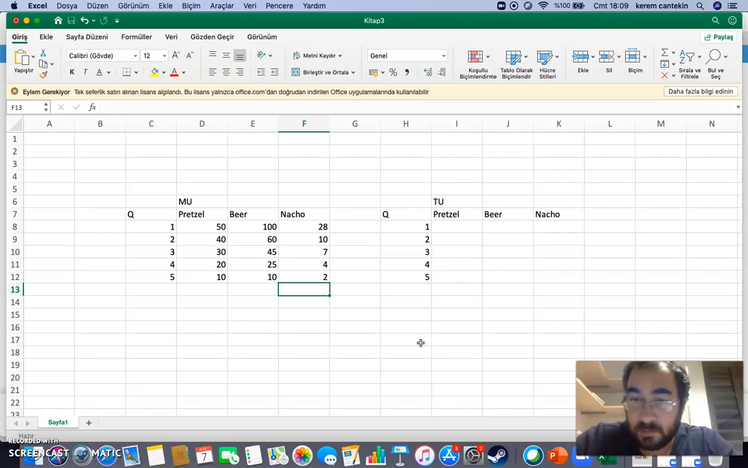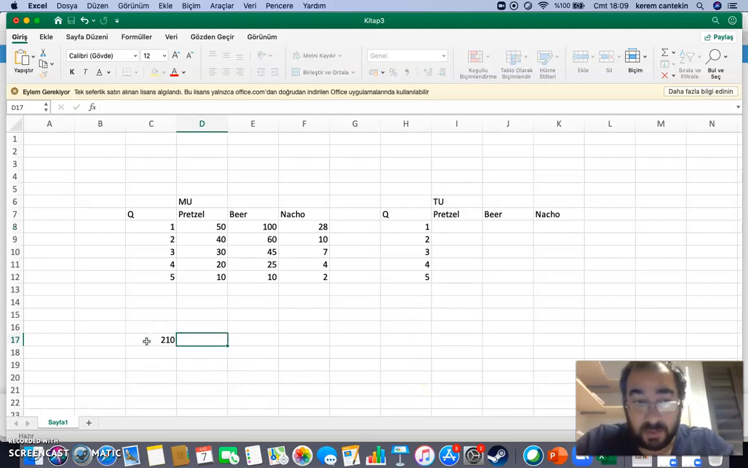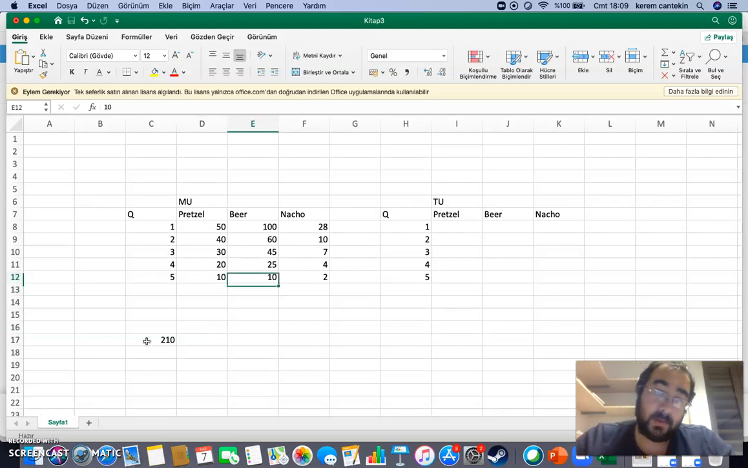I'm continuing with the question you have seen in the previous part, at the end of the part. So we are trying to find a consumption bundle which gives a total utility of 210. So I want 210 units of utility. These numbers are giving me marginal utility.